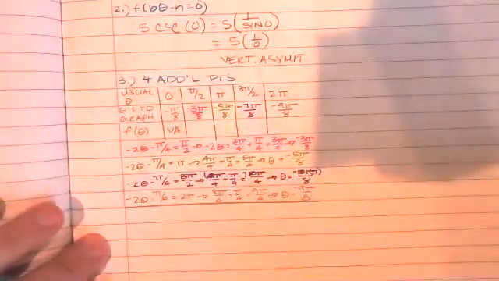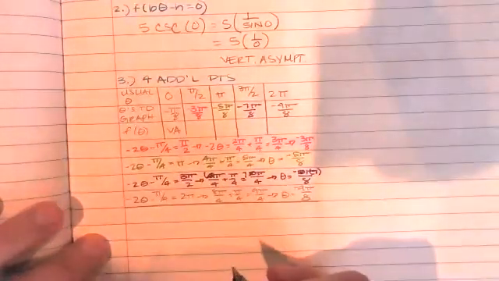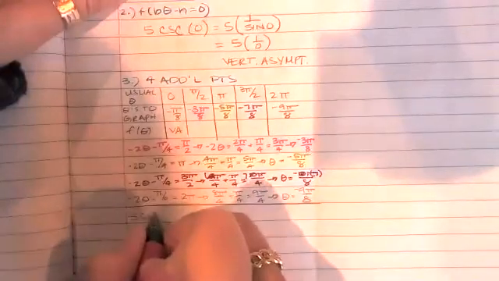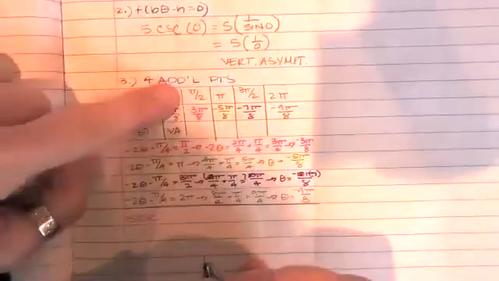And then finding the y coordinates. So what is our function? We've got 5 times the cosecant of pi over 2.